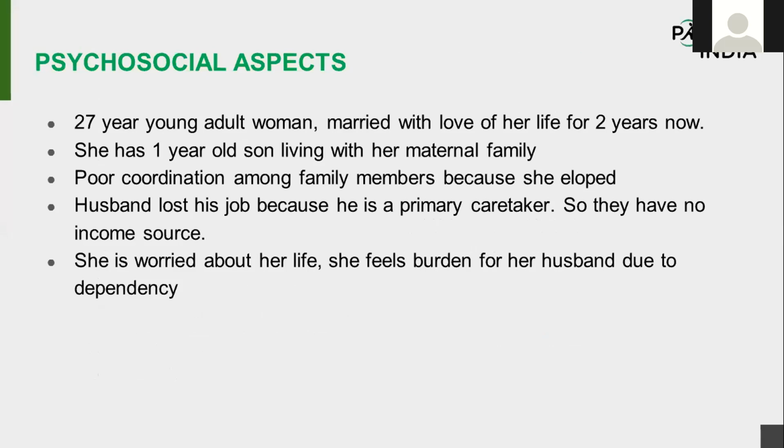So, psychosocial aspects. She's a 27-year-old young adult woman, married for love 2 years ago. She has a 1-year-old son living with her maternal family. There's poor coordination among the family members because she eloped. Her husband lost his job because he's the primary caretaker, so they have no income source now. She's worried about her life. She feels like a burden to her husband due to the dependency.